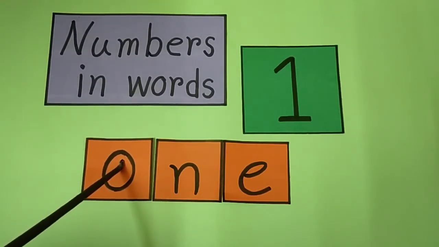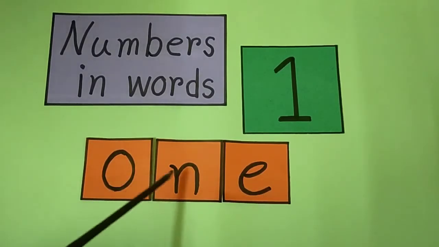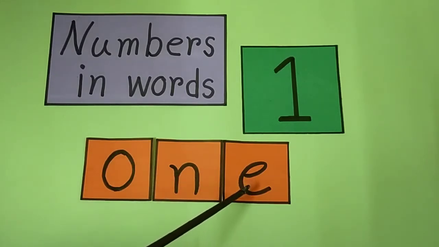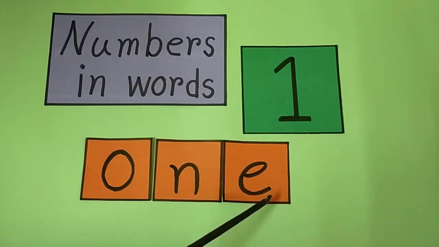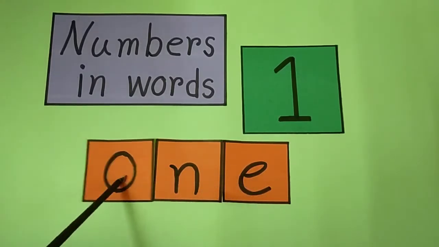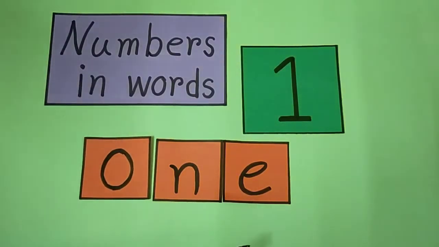Now let's learn the spelling. O-N-E, one. You say the spelling. O-N-E, one. Again. Can you repeat the spelling with me? Try it quickly. O-N-E, one. Okay. Now let's jumble the number.